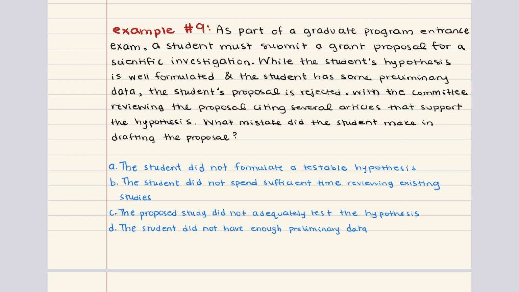We know in research that a thorough review of existing studies and literature is really important to make sure that the proposed investigation actually adds new knowledge to the field. So they did not do this prior literature search before going ahead and proposing a hypothesis and collecting data and writing this up, which means that the correct answer here for problem 9 is B. The student did not spend sufficient time reviewing existing studies.